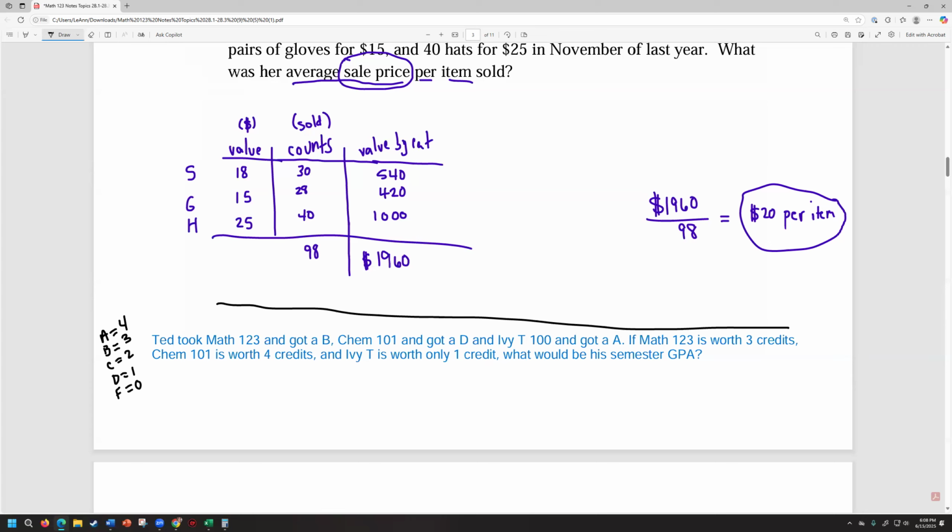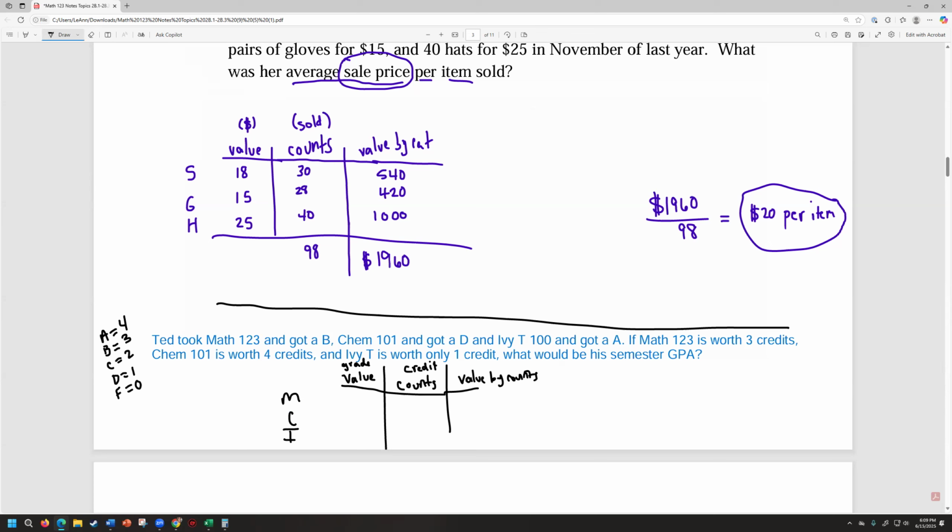So let's talk about this. We're going to make up a little key for ourselves. We're going to have our value, which is when you're doing GPA, that's looking at the actual grade. Okay. We're going to have our counts. Your counts in terms of grades is the credits. How much did that class count towards your GPA, which is its credit value. And then we'll get our value by counts. It's the same way we did the others, multiplying. Okay, so we had math, chemistry, and IVT.